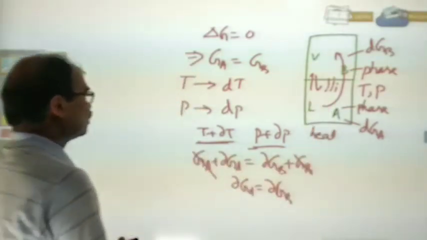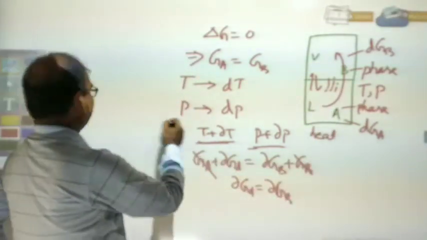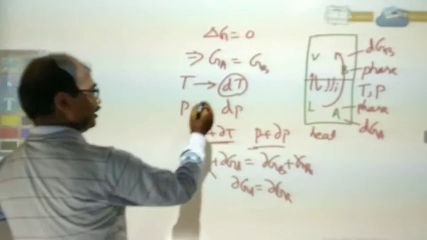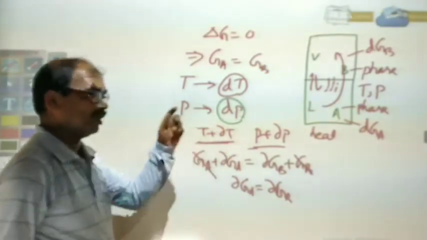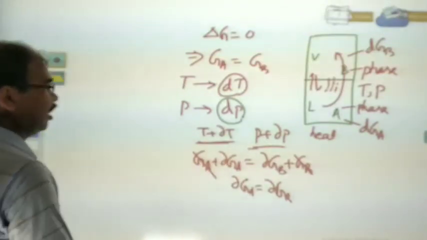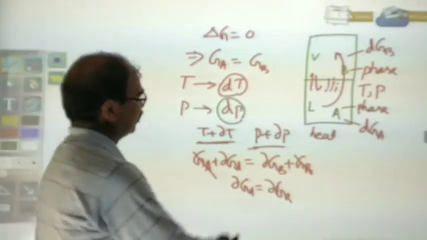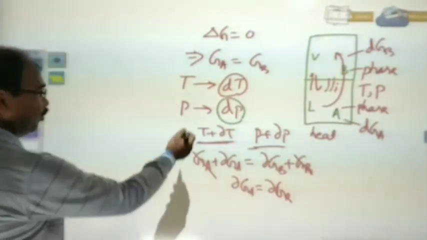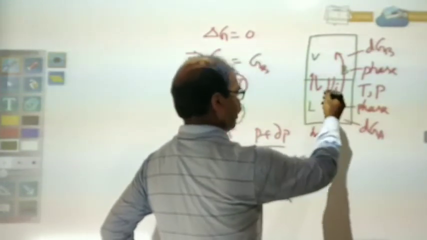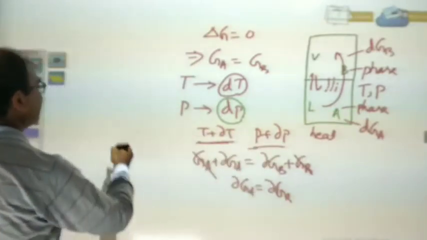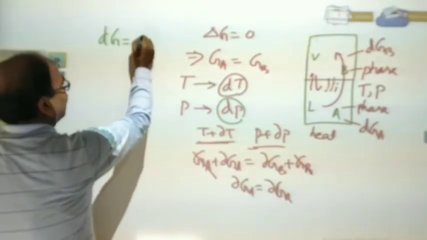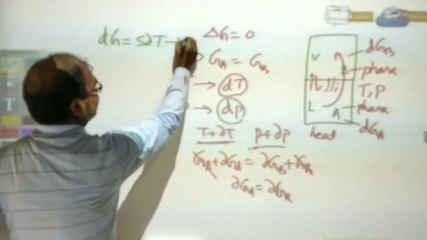Here the relationship between dT and dP, the very small changes in temperature and pressure, is called the Clapeyron equation, and we are going to derive it. So for a pure substance in two phases, the change in free energy we can write as dG is equal to V dP minus S dT.